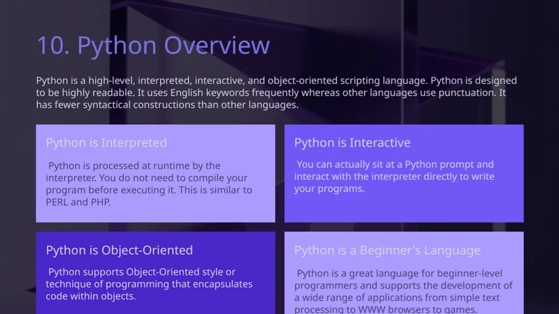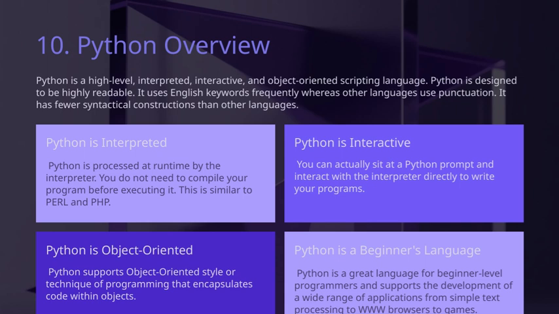Python is a great language for beginner-level programmers because it's easy to learn and supports the development of a wide range of applications. From simple text processing to creating web browsers or even games, Python can handle it all. One of the reasons it's so beginner-friendly is that you can actually sit at a Python prompt and interact directly with the interpreter to write your programs. This makes experimentation and learning much more straightforward, as you see immediate results.